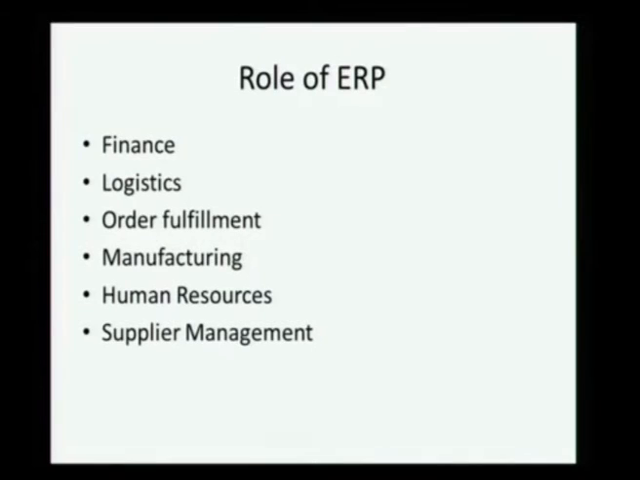Now, ERP systems or enterprise resources planning systems came much later and started looking at the entire organization, and ERP systems could map the various functions within the organization as a whole. Some of the ERP modules one could think of are finance modules, logistics modules, order fulfillment modules, manufacturing modules, human resources modules and supplier management modules. Each of these modules could also have sub modules such as maintenance, quality and so on.